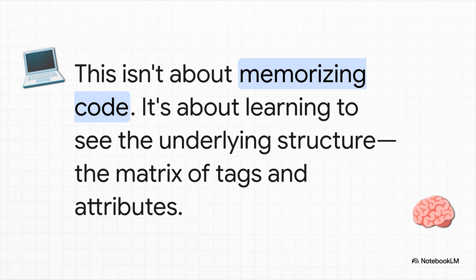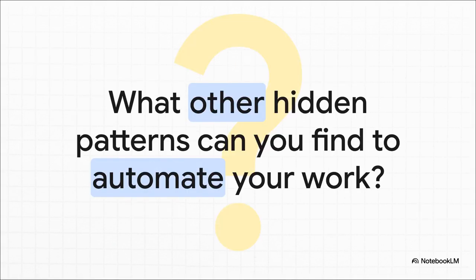You know, at the end of the day, this isn't about memorizing lines of code. That's not the point. It's about changing how you see things. It's about learning to see the matrix, that underlying structure of tags and attributes that builds the web. Once you see that, you can automate almost anything. And that brings me to my final question for you. Now that you have this new superpower, now that you know how to look for these repeating patterns, what other boring, tedious parts of your job are just sitting there, waiting for you to find their hidden pattern and automate them away?